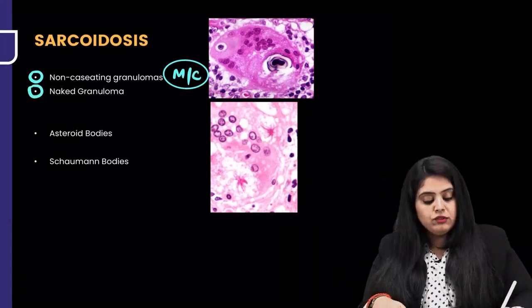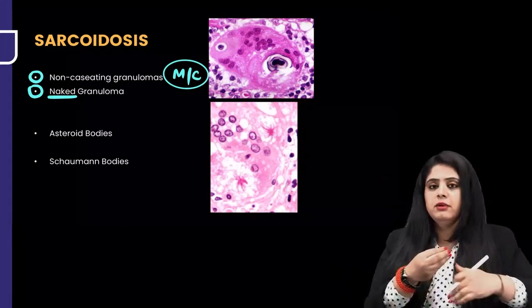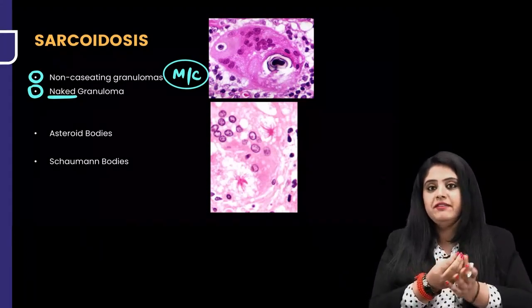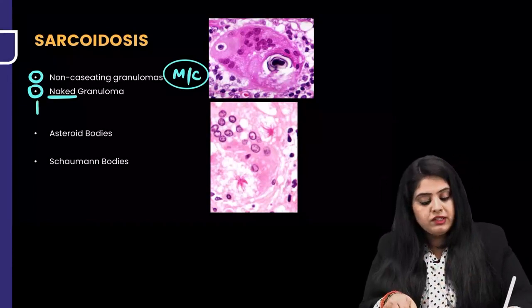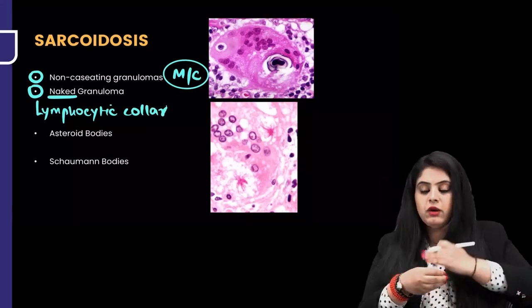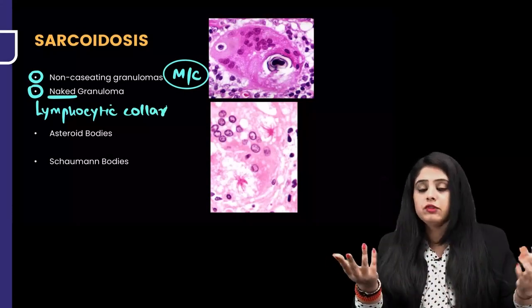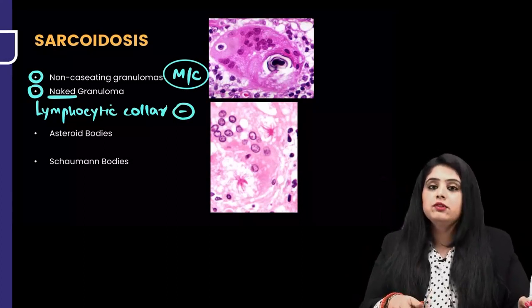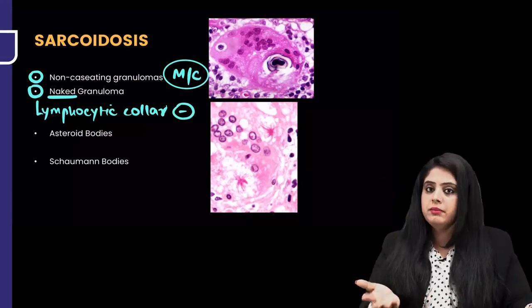Apart from that, there is also something known as a naked granuloma. When I say something is naked, it means clothing is not there. So ideally every granuloma has a cloth. What is that cloth known as? That cloth is known as the lymphocytic collar. Every granuloma is surrounded by lymphocytes. Now I'm saying the lymphocytes are not there. Because the lymphocytes are not there, the granuloma has become naked.